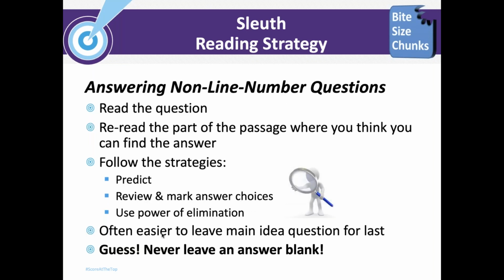For answering the non-line number questions, read the question, go back in the text to where you think you might find the answers, and then follow the same strategies you use for the line number. Make your own prediction, get rid of any wrong answer choices, use power of elimination to find the right answer. And of course, if you feel confident, always mark that right answer and move on. Many times it's easier to leave the main idea question for last. It's typically the first, second question. Circle it and come back to it at the end after you've done all the other questions and you feel pretty confident that you know what the passage is about. And of course, always guess, educated guessing being the preferred.